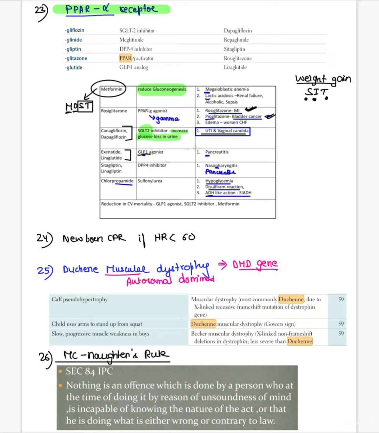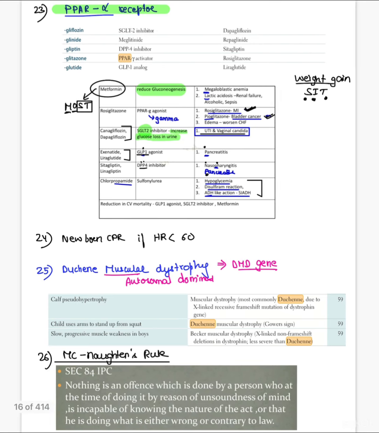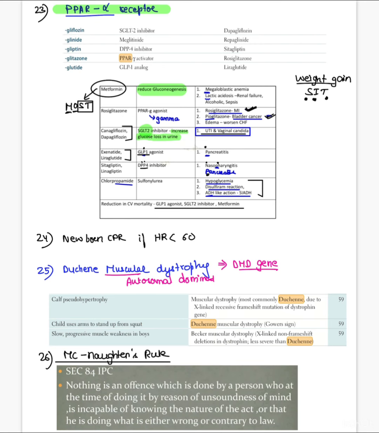Exenatide and liraglutide are GLP-1 agonists, and see, GLP-1 P is pancreatitis. Then DPP4, two P's, guys: one will cause nasopharyngitis, one will cause pancreatitis. Then chlorpropamide, the first generation sulfonylurea, like tolbutamide and chlorpropamide, causes hypoglycemia, disulfiram-like reaction, and ADH-like action. And what are the drugs that lead to reduction in cardiovascular mortality? That is GLP-1 agonist, SGLT2 inhibitor, and metformin.